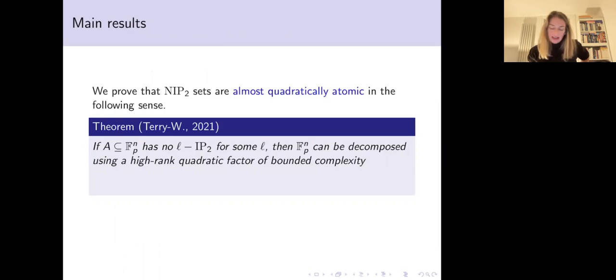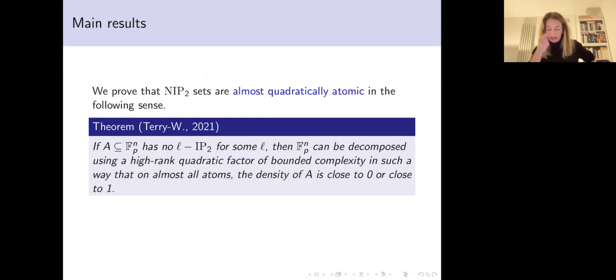If your set A has no IP2, then I can decompose F_p^n using a high rank quadratic factor of bounded complexity in such a way that on almost all of the quadratic atoms in this factor, the density of A is close to 0 or close to 1. This is on almost all, not on all of them.